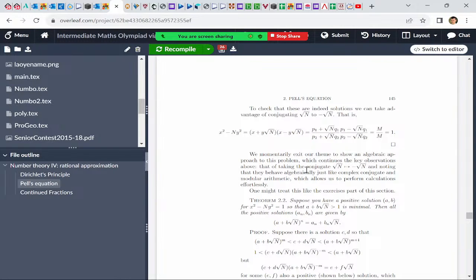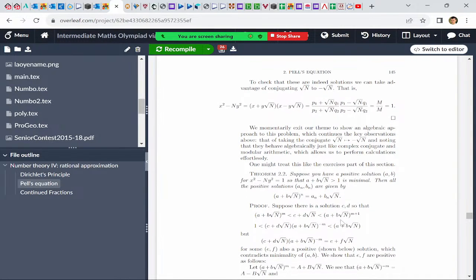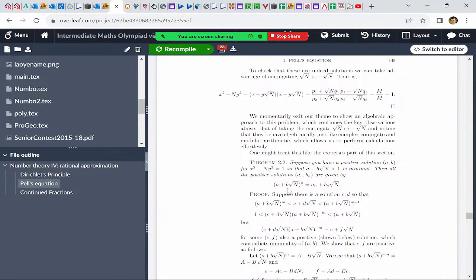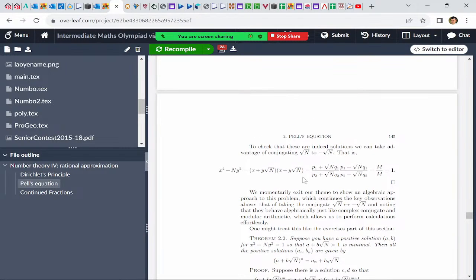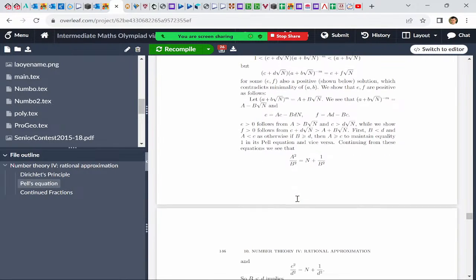Okay, and Justin, I think we did this on Friday: if you have one solution, you can get all the solutions by powering it to the n. If you want the video, I can send it to you. It takes this conjugating thing to its maximum potential. But this is pretty cool, right? So we proved that there's infinitely many solutions to Pell's equation.